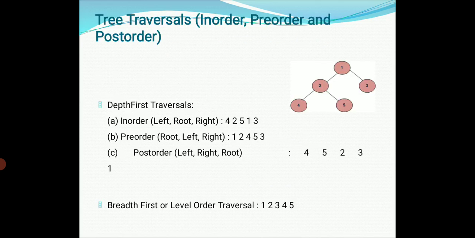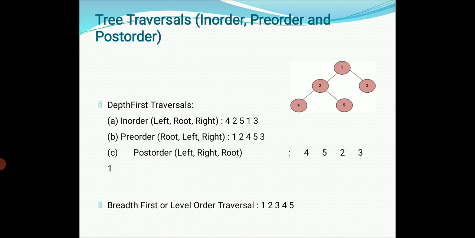So the concept is tree traversal. This is very important. Tree traversal has three different types: in-order traversal, pre-order traversal and post-order traversal. Before going to the traversal techniques, there are two different kinds of traversal. One is the depth first traversal technique. Here is the in-order technique, that means left, root, right.